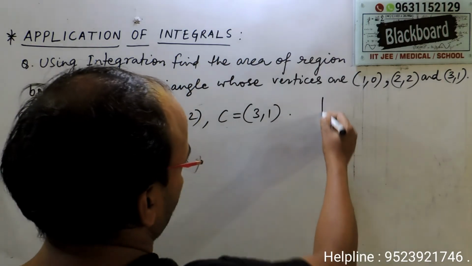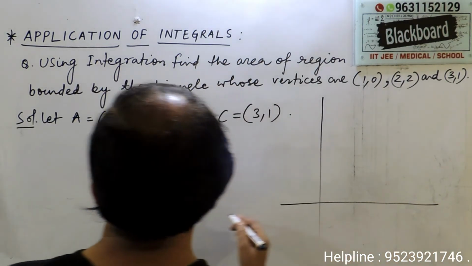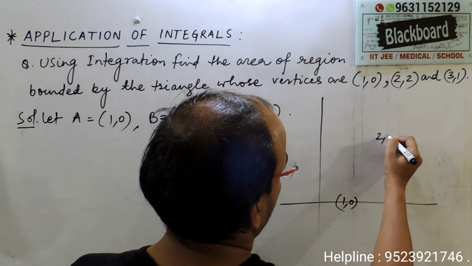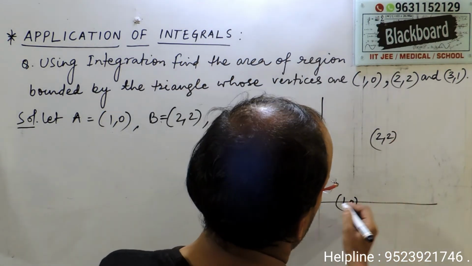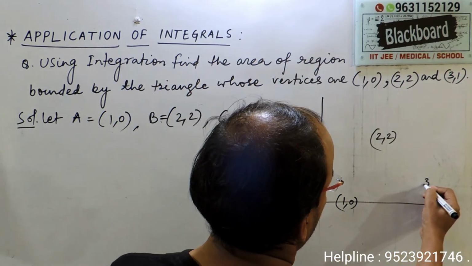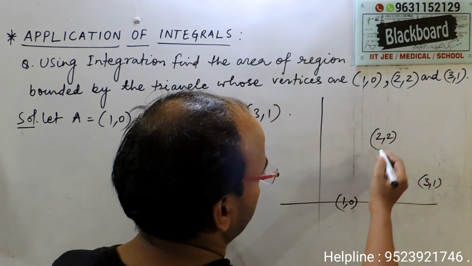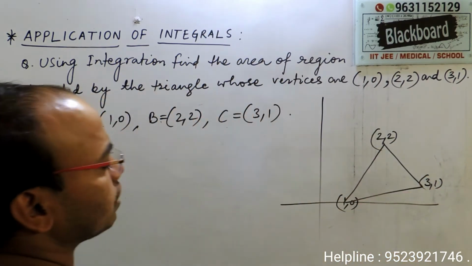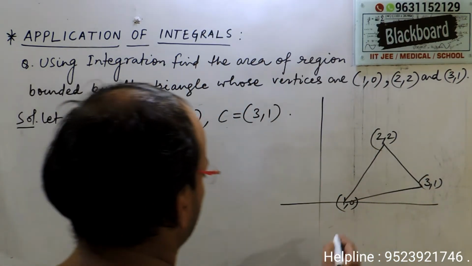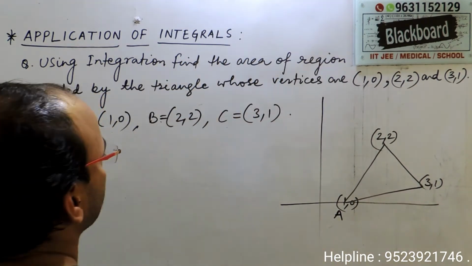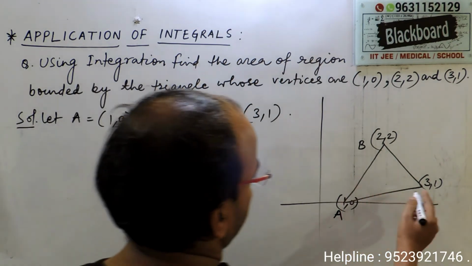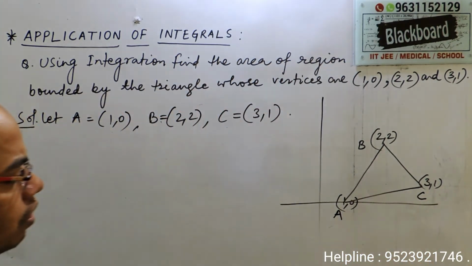Let here the coordinate axis is this one, and here (1, 0) is this, (2, 2) is this, and (3, 1) is this one. Now join the points, you will get the figure, and this figure is a triangle. Here vertex A is (1, 0), B is (2, 2), and C is (3, 1).